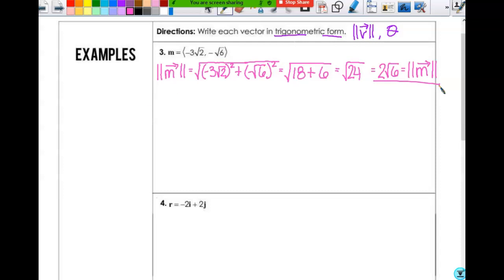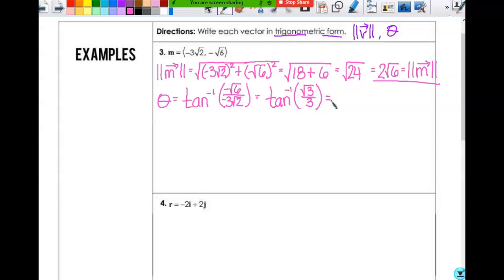So the other thing I need is the angle. So theta, to find that, remember that was the tangent inverse of b over a. So that's negative square root of 6 over negative 3 square root of 2. So let's see if this is one we know. So tangent inverse, so this will become positive. The square root of 6 and square root of 2, and it gives me the square root of 3 over 3. That is one we know.